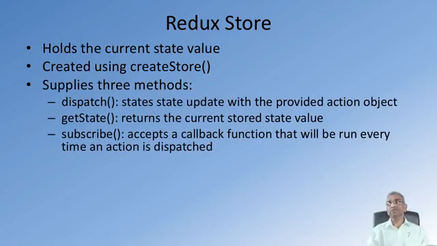Now, the dispatch method is where you will supply the action object and then specify what changes you want to make to the state. Getting the state is supported through the getState method. And you can subscribe to the state. So it accepts a callback function that will be run every time an action is dispatched. So the dispatching of an action will result in an update to the state, and then you can subscribe to the changes and watch the changes. And you can use getState to get the updated state from your store.